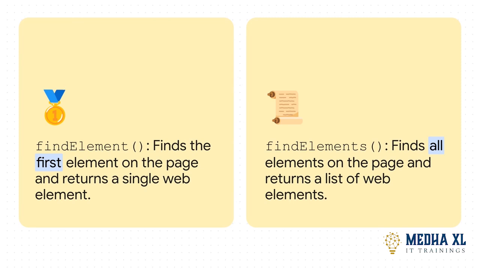Now, this is a super important distinction. How you tell Selenium to find something matters. If you're just looking for one thing, like the submit button, you use findElement. It'll find the very first thing that matches your locator and stop. But what if you need to grab, say, all the product names on a search results page? That's where you need findElements. See the S at the end? That one gathers up every single match and hands them to you in a nice, neat list.